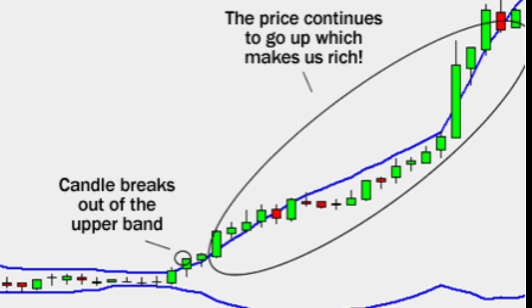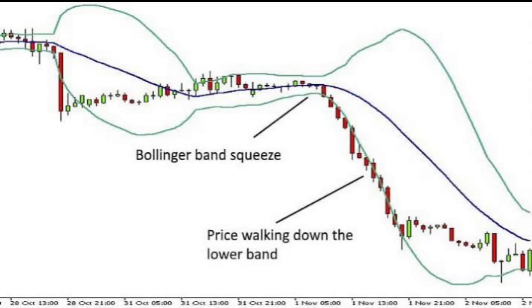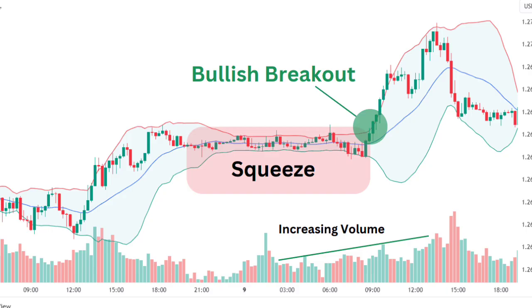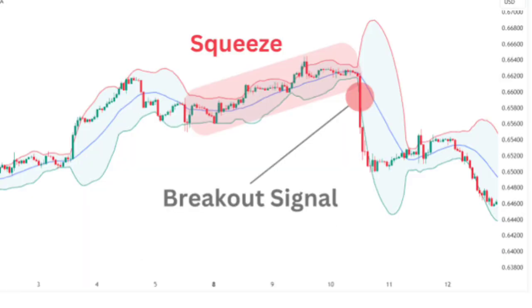We do not guess. We wait for a strong, decisive candle to close outside of either the upper or lower band. A close outside the upper band signals a potential long. A close outside the lower band signals a potential short. Step 3. Enter the trade. Your entry is on the close of that breakout candle or on a pullback to the middle band, the 20-period moving average. Entering on a pullback often gives you a better risk-reward ratio.